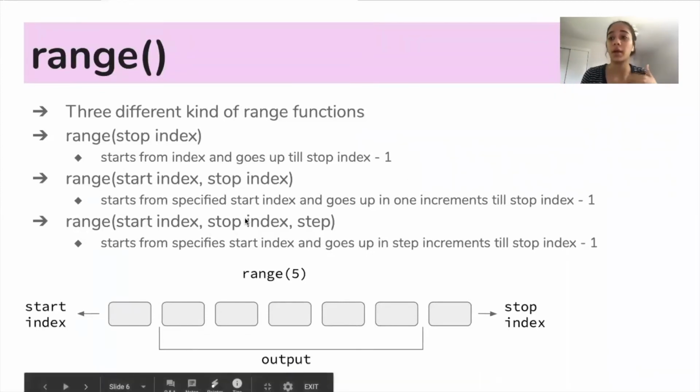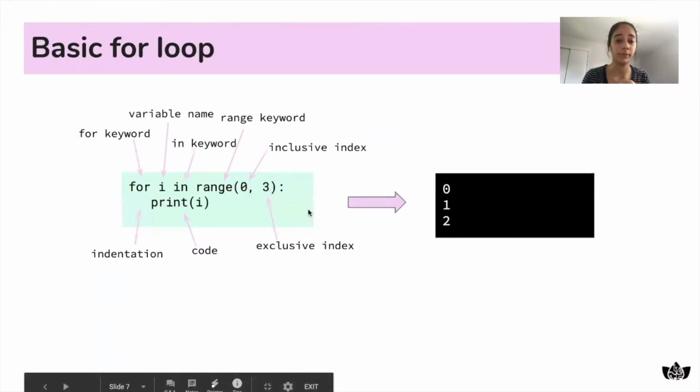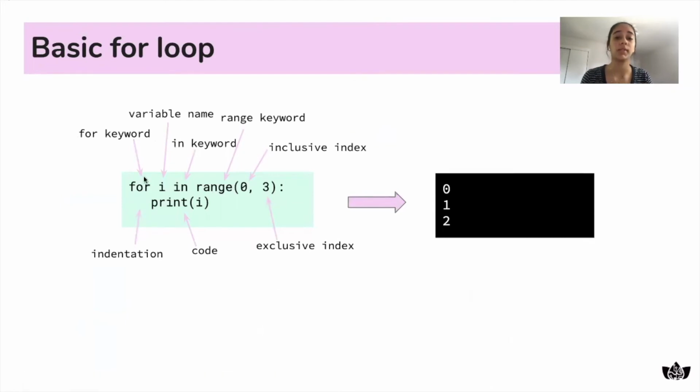Okay, so how we use this range function in a for loop is like this. As I said before, we have the for keyword, and then any variable name. I told you guys that you can use anything you want. Normally we use i in a for loop, and then you have the in keyword, and then this range function. This is the inclusive start index, and it starts from this number and goes up to the exclusive stop index, the stop index minus 1.